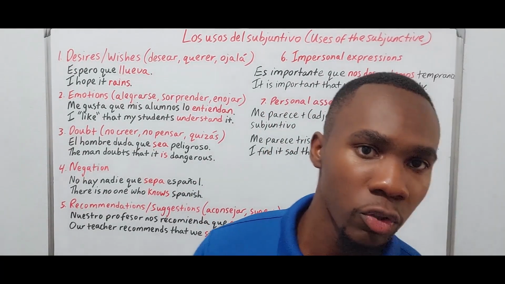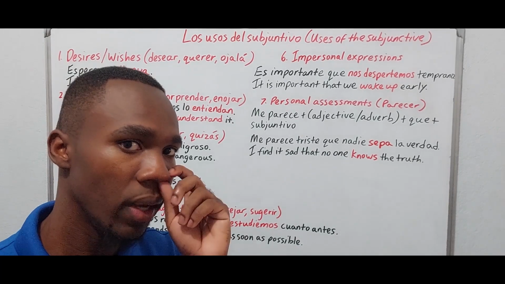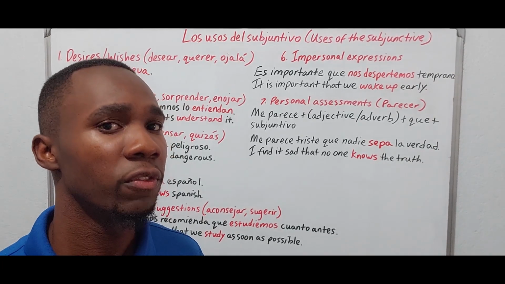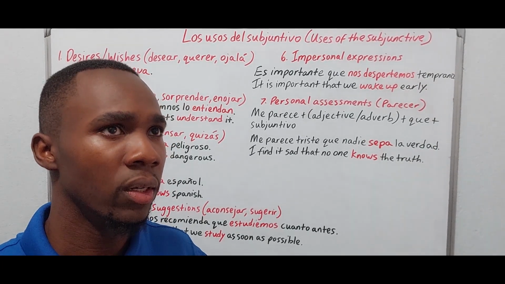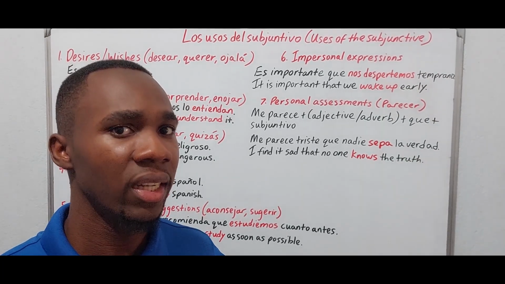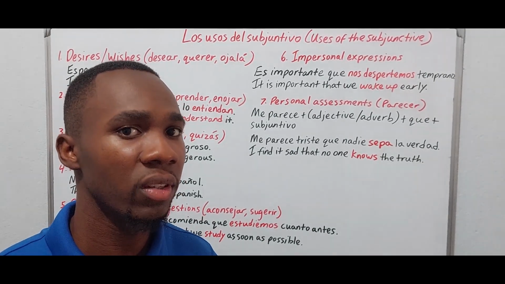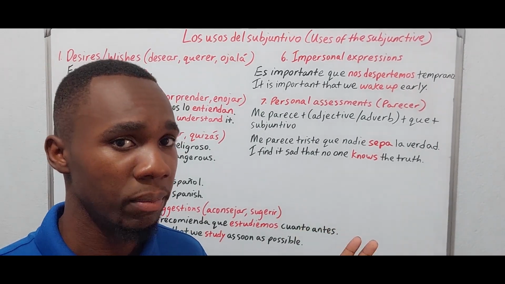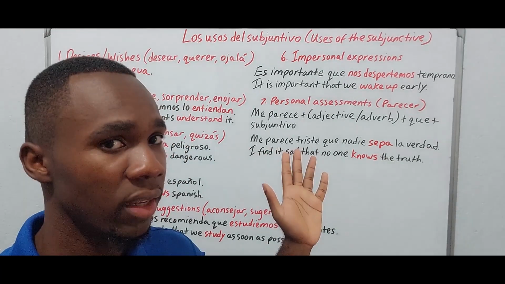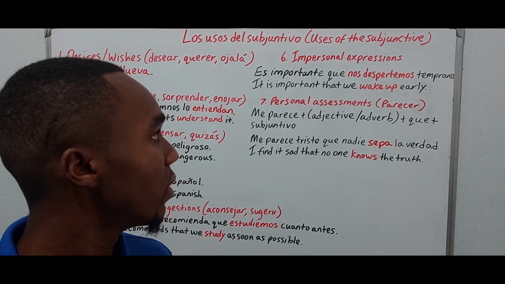Now let's go over to the other side. 6. We have impersonal expressions. And if you do not know what an impersonal expression is, it refers to an expression that will begin in the third person singular. So it's like saying in English, it is necessary, it is important, it is blah, blah, blah. It doesn't refer to someone specific, at least the beginning of it, right? So let's see the example. Es importante que nos despertemos temprano. It is important that we wake up early.